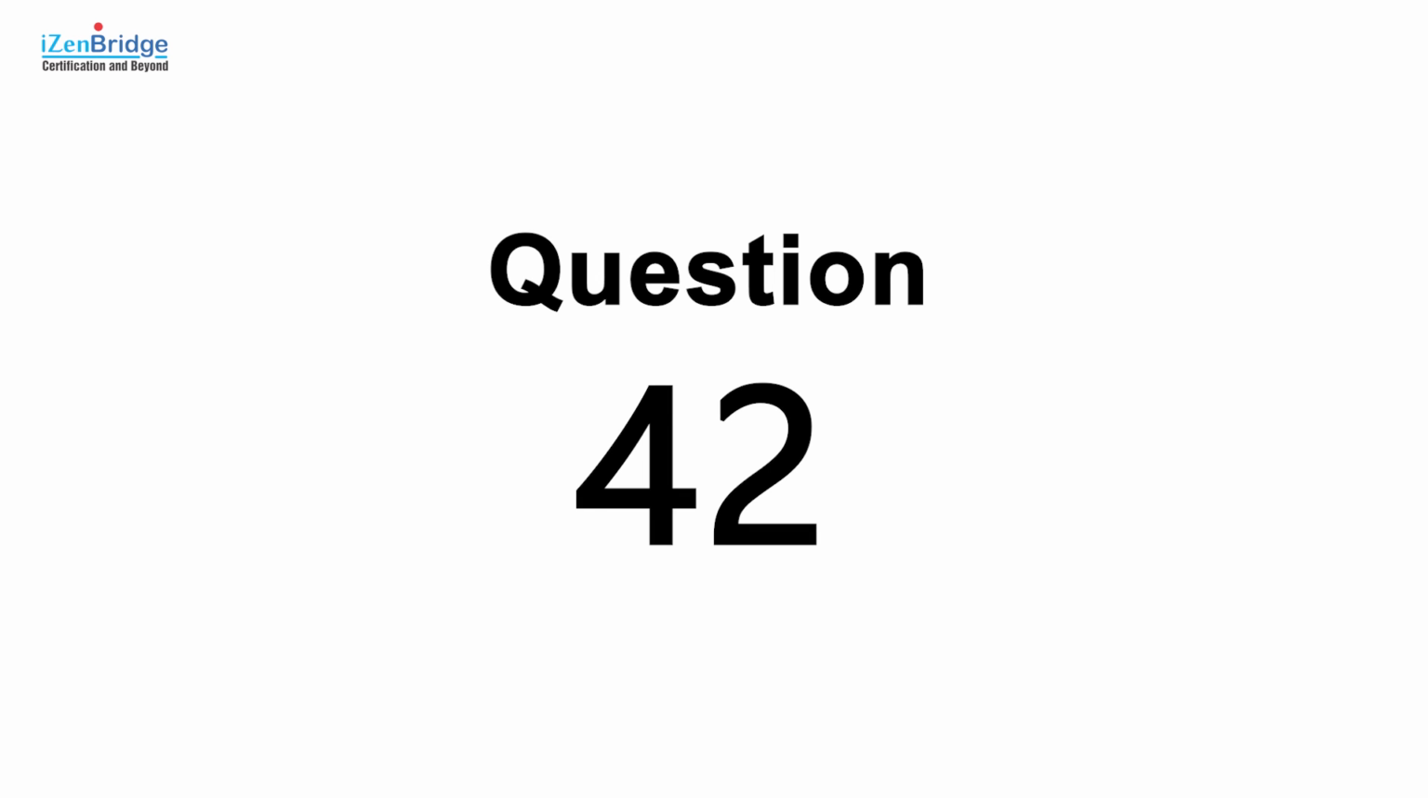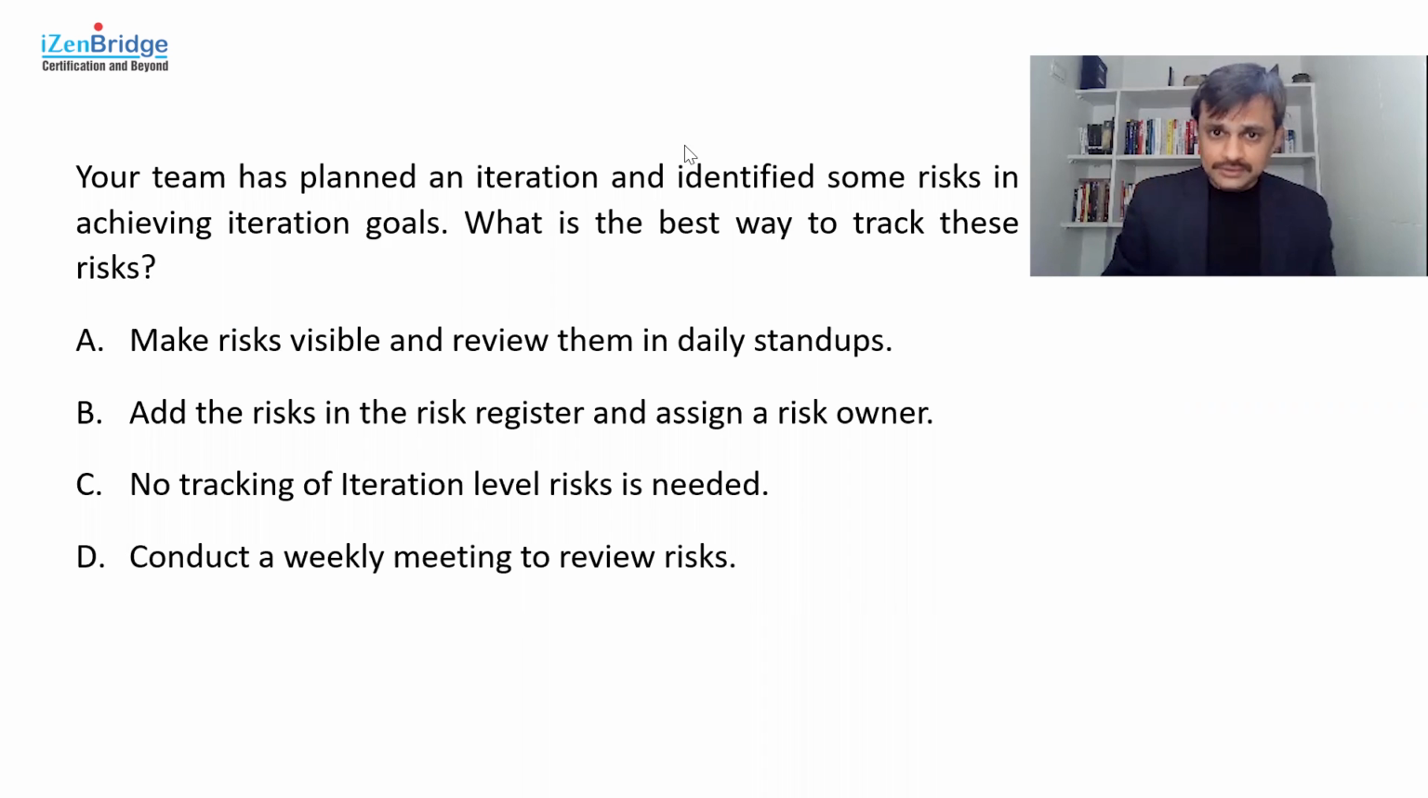Question 42. Your team has planned an iteration and identified some risk in achieving iteration goals. What is the best way to track these risks?